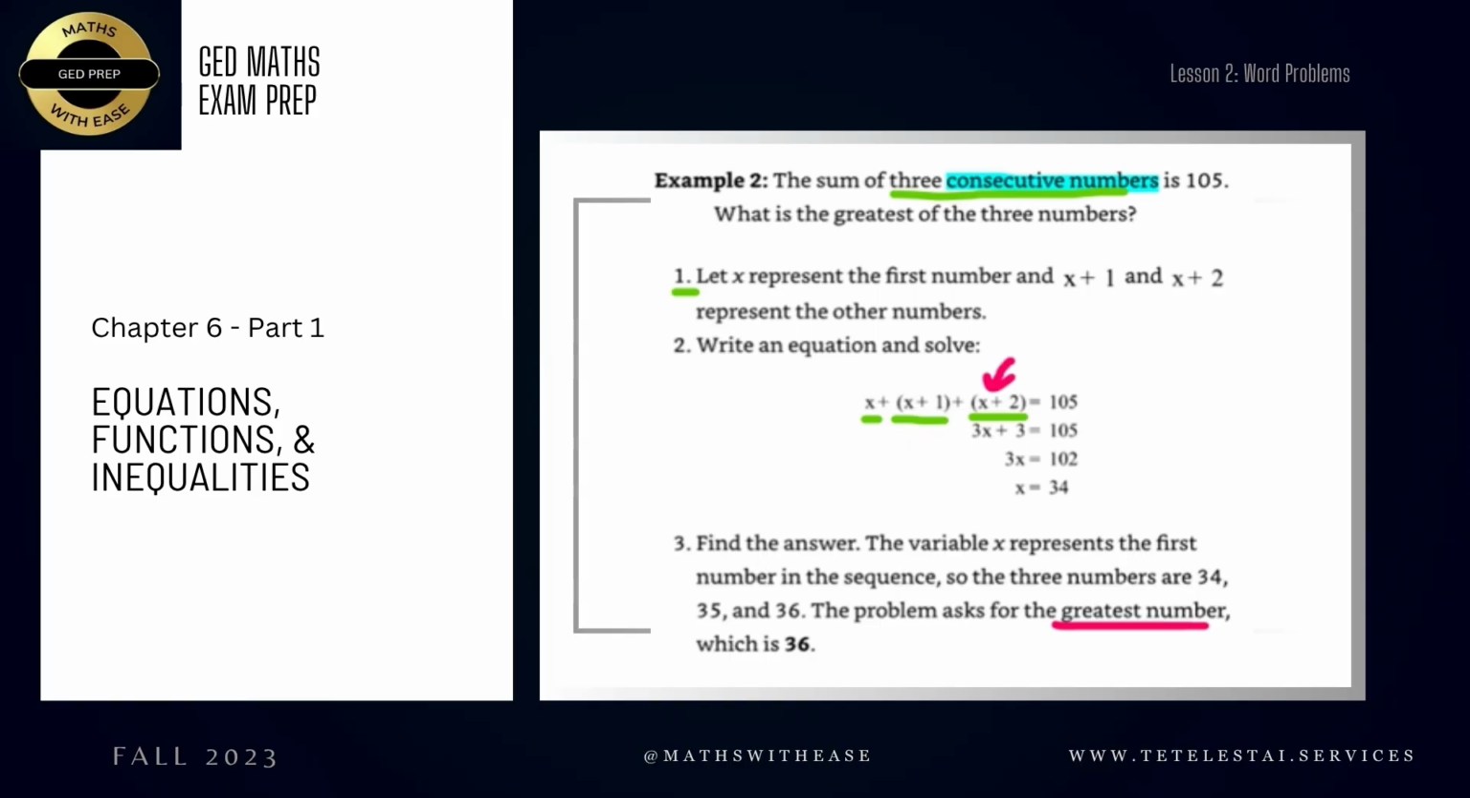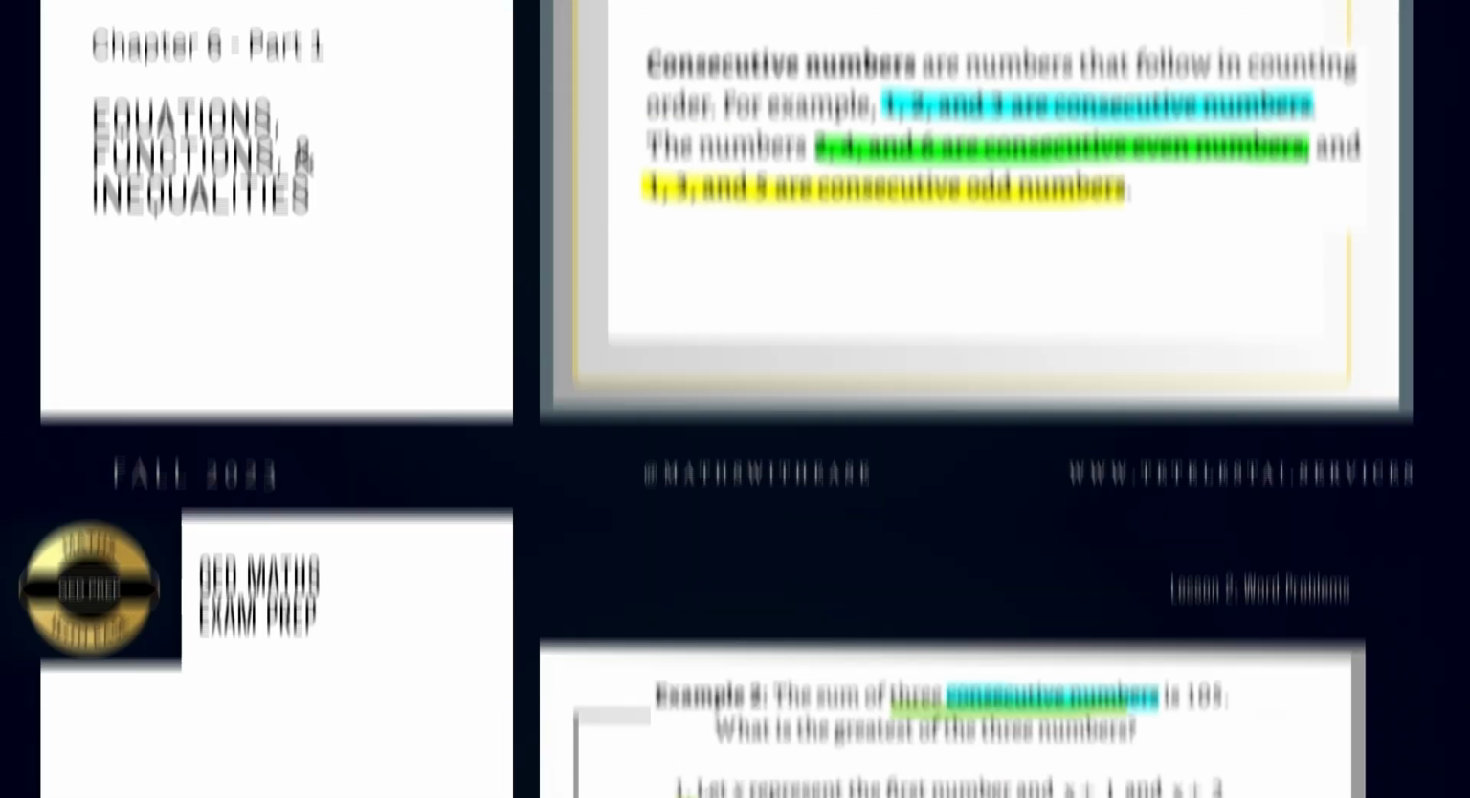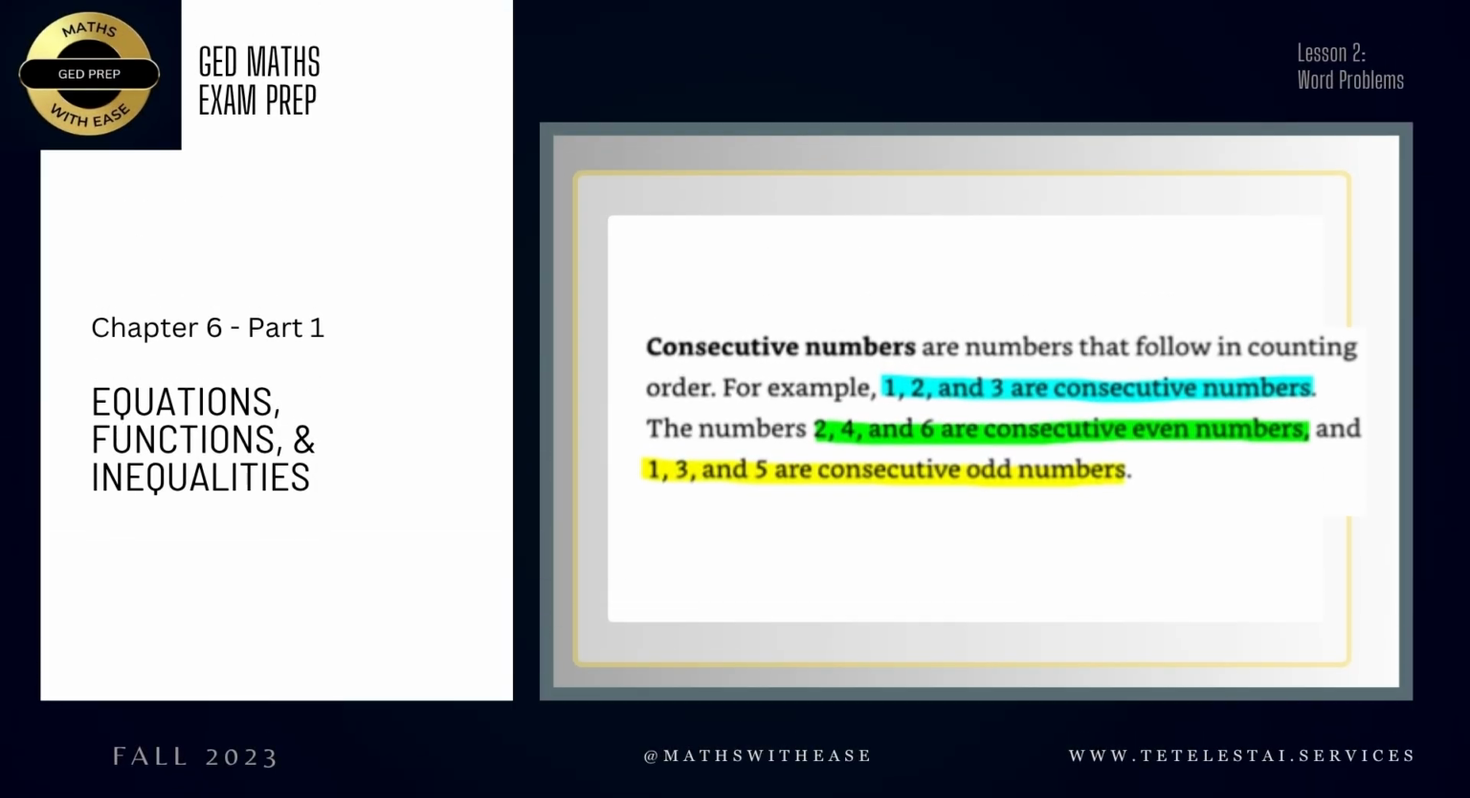What is the greatest of the 3 numbers? Well, from our definition, we know that consecutive numbers are 1, 2, 3, and I went through the trouble of highlighting the different statements in different colors so that you notice a difference, right? The first statement is simply defining consecutive numbers, counting numbers that you count consecutively.